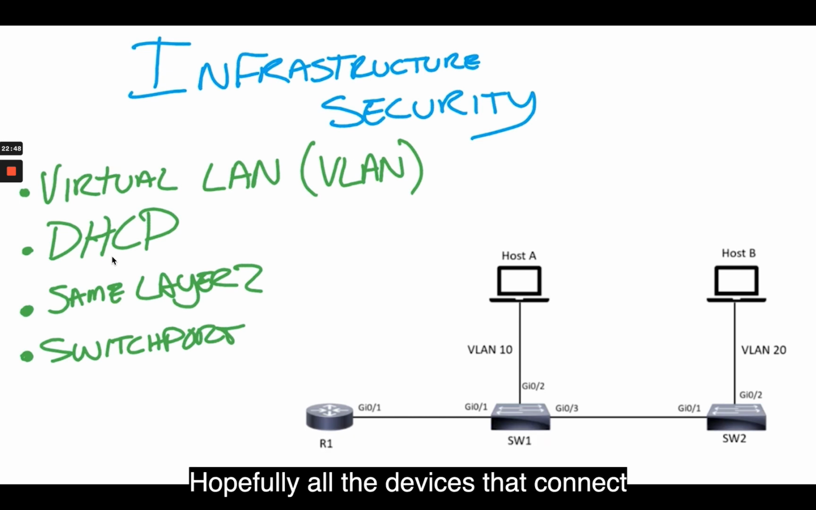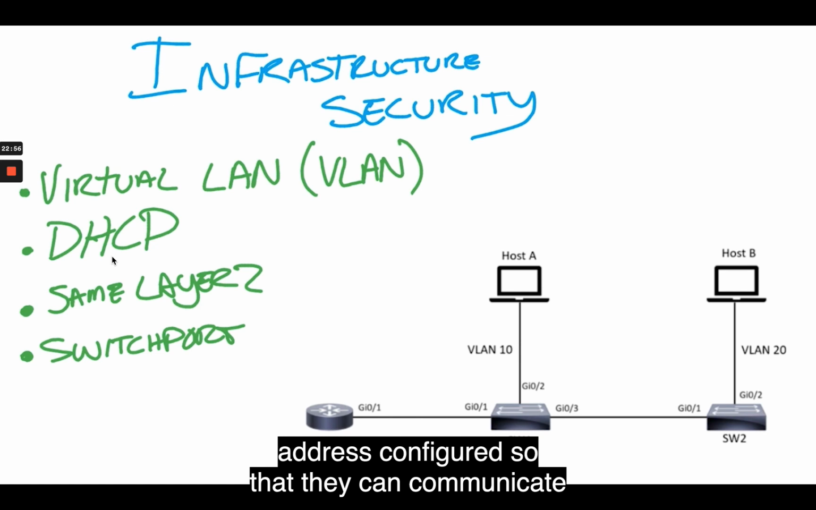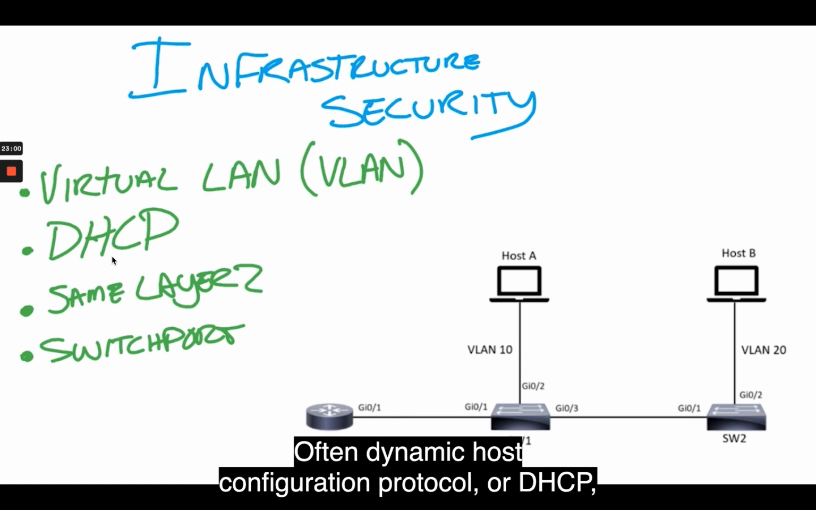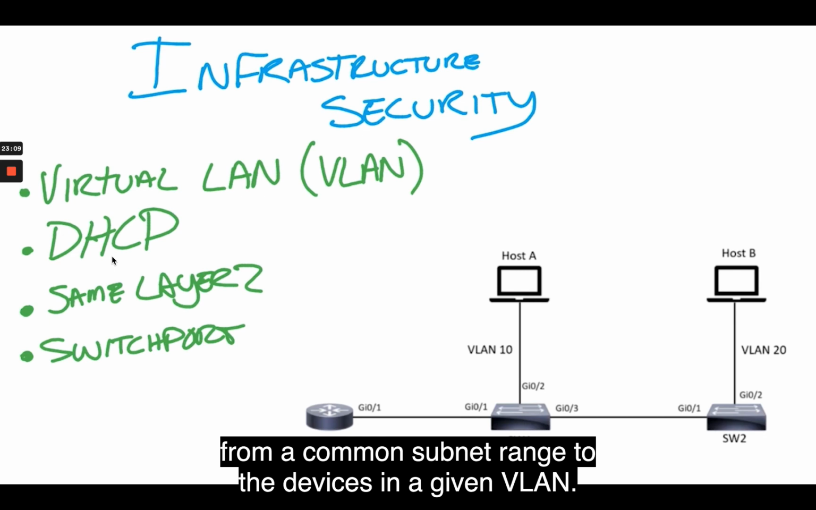Hopefully all the devices that connect to the switch ports that are assigned to the given VLAN also have a common IP network address configured so that they can communicate with other devices in the same VLAN. Often, Dynamic Host Configuration Protocol, or DHCP, is used to assign IP addresses from a common subnet range to the devices in a given VLAN.